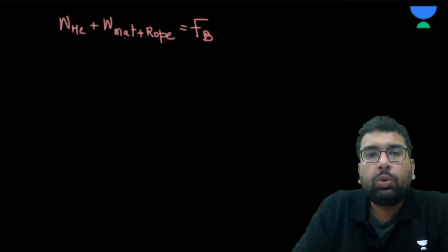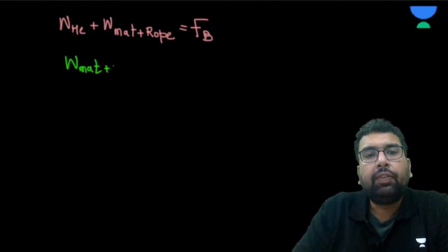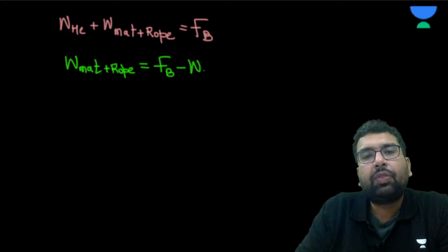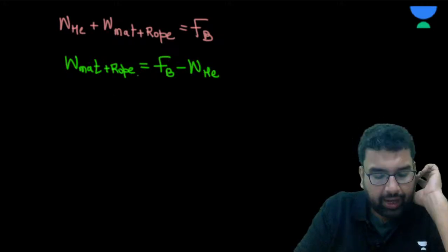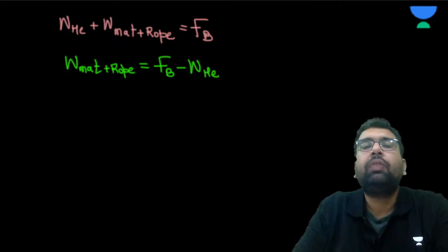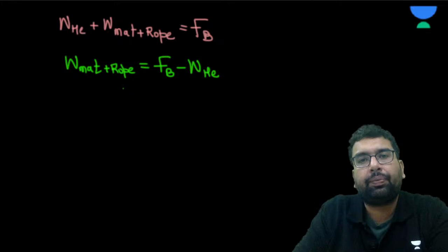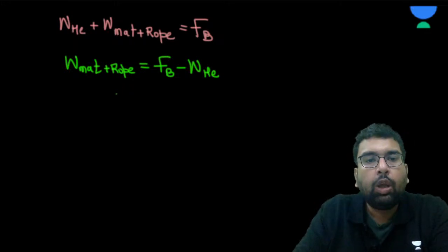Now, to solve this question, what will be required? The weight of the material plus rope equals the buoyancy force minus the weight of the helium. So if we are able to find the weight of the helium and the buoyancy force, that is the weight of the air that is displaced, we will be able to solve the question, right?